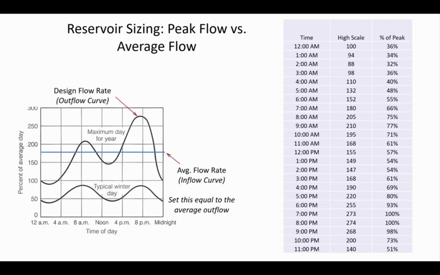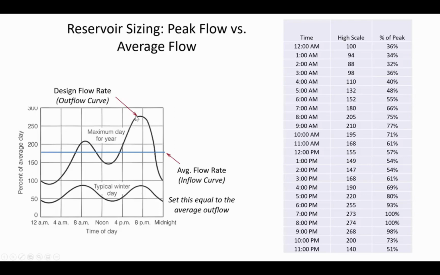You use your data, but just for purposes of illustration, this percent of peak is what I'm going to be showing when we open up Excel. So the percent of peak is just me taking this percent of average day and dividing it by 274. Boy, it looks like I was really precise there. I said that was 8 p.m. is 274%.